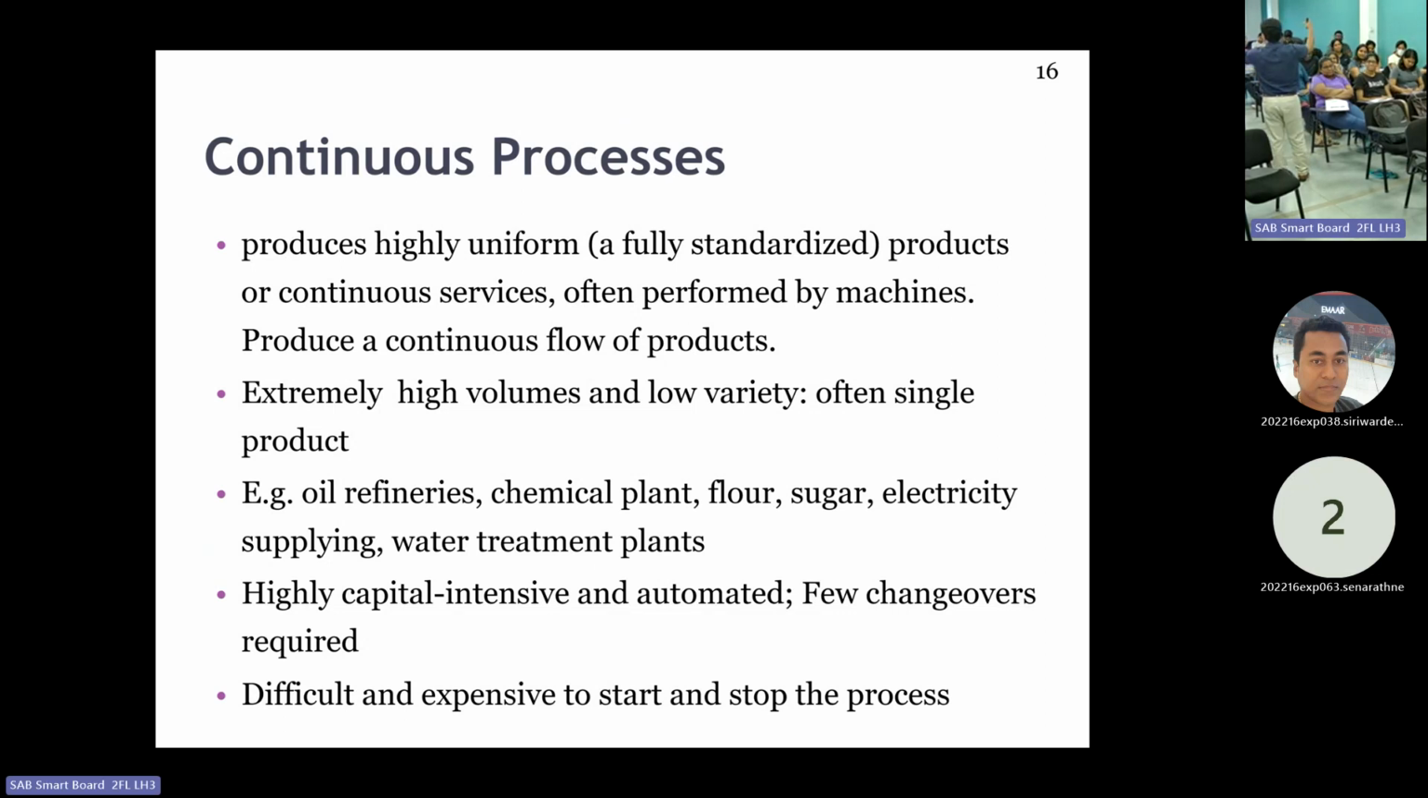The market requirement should be extremely high. The demand for your product should be well established, stable. Then only can you deploy this type of process. High demand, stable demand. Whatever amount you produce, you will be able to sell in the market. But continuous flow is what differentiates it from others.